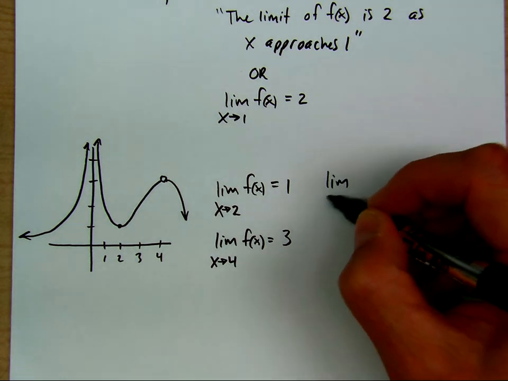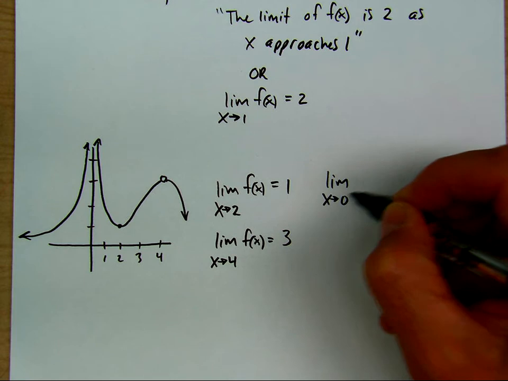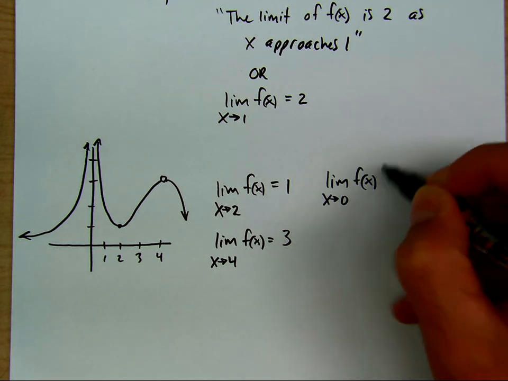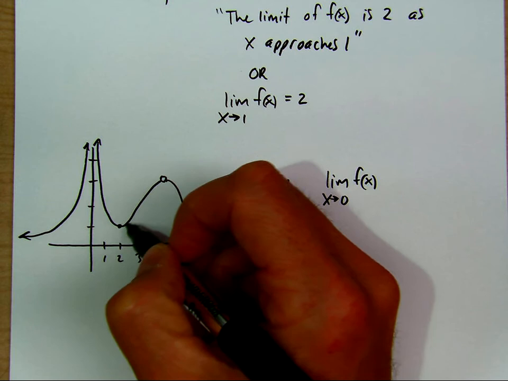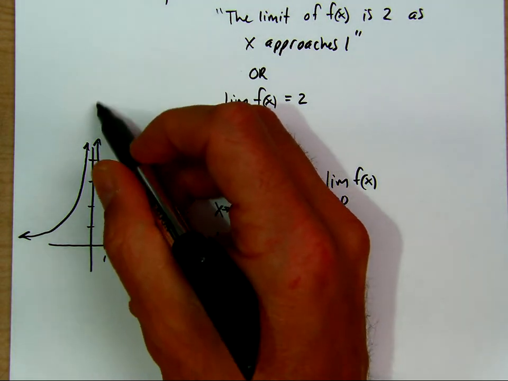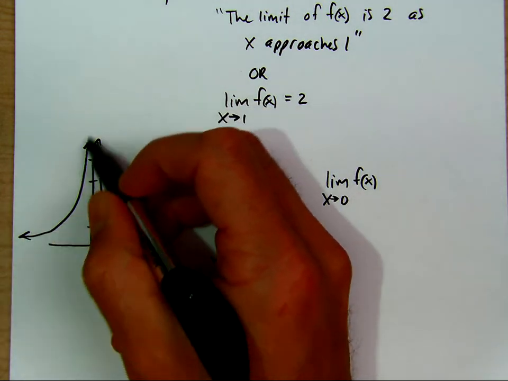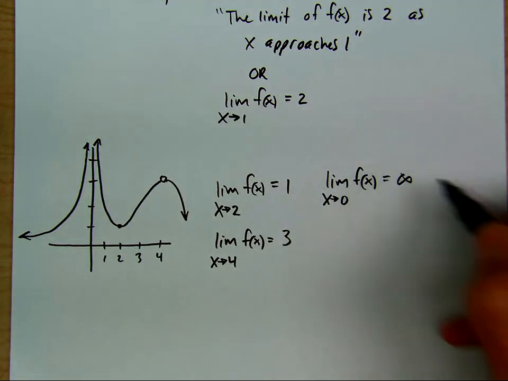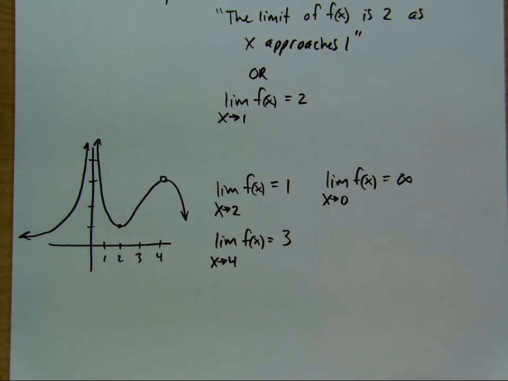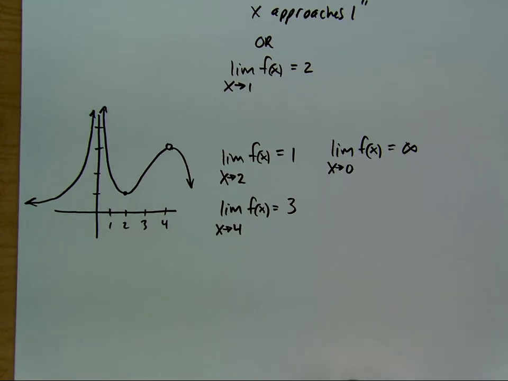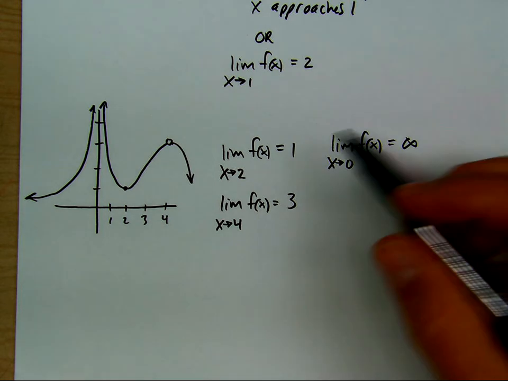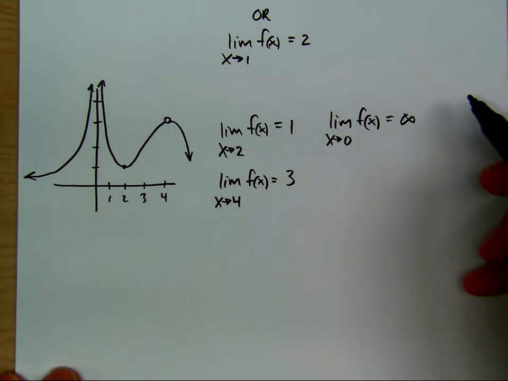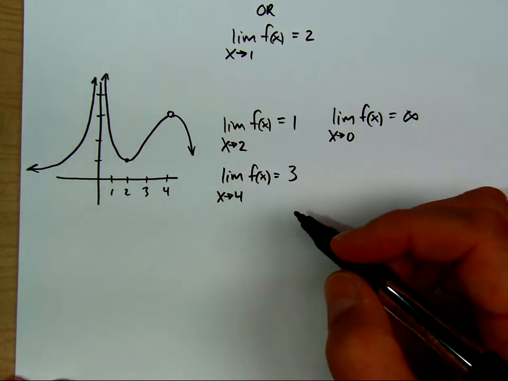And we can say that as x goes to 0, what's the graph doing? As x approaches 0 from the right, y is going to infinity, and from the left, y is going to infinity. So we can say the limit is infinity. For all of these, the y values have to approach these values from both sides, from the left and the right.